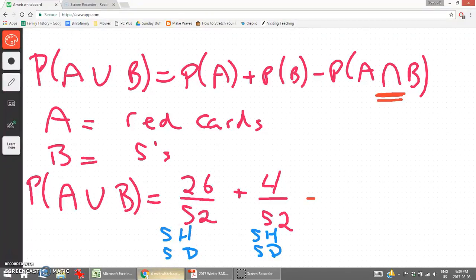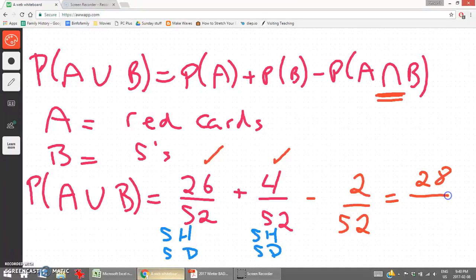of those. So either that information has to be given to us or we have to have a way to figure that out. Now with a deck of cards, we should be able to identify that out of all the red cards here, 2 of them are 5s, and out of the 4 5 cards, 2 of them are red cards. So then the probability of selecting a red card or a number 5 card would be 28 out of 52.